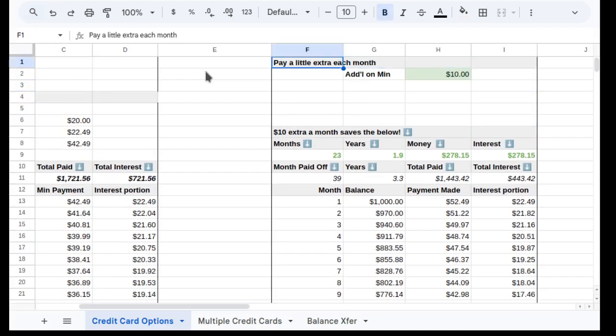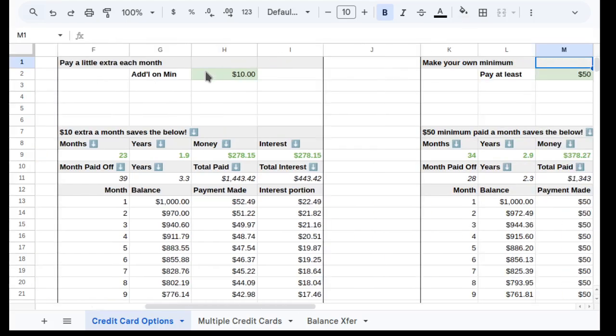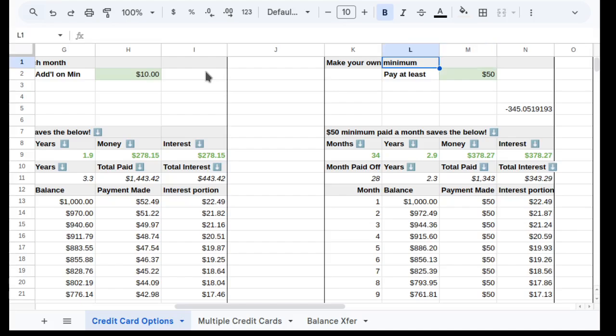Another method that people typically use to pay off their debts faster is to set their own minimums. You don't have to pay the minimum amount. You can say, I'm going to pay $50 or whatever the greater value is that's there. I'm not sure what this is here.